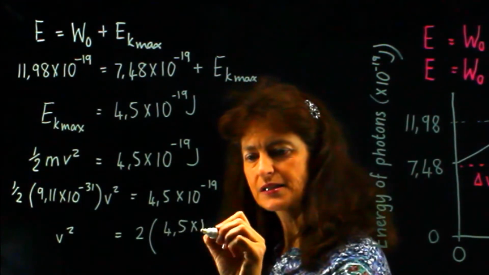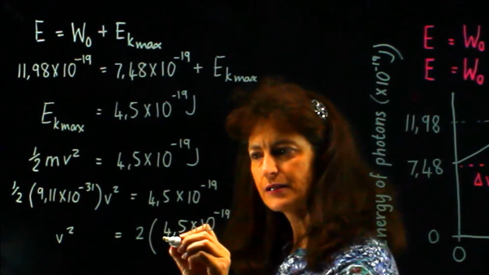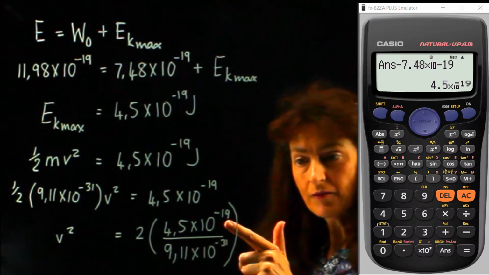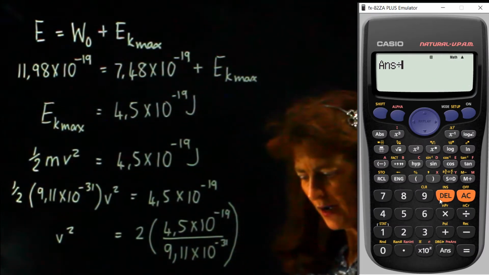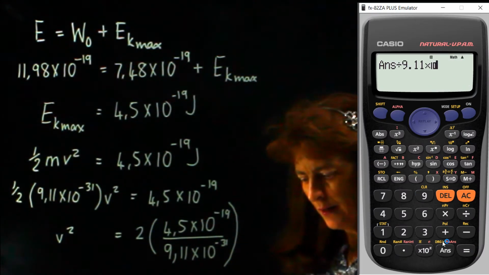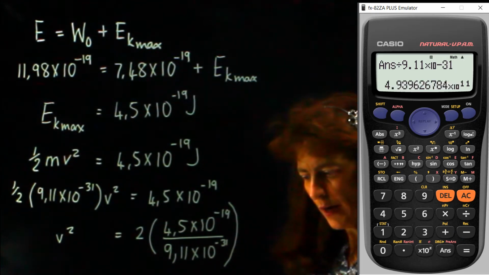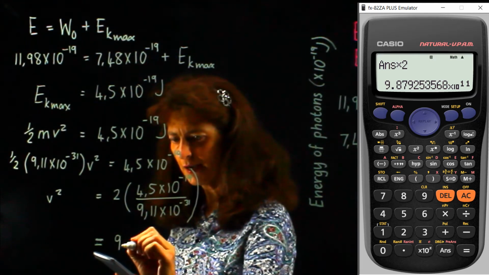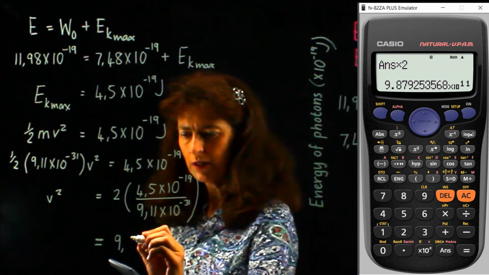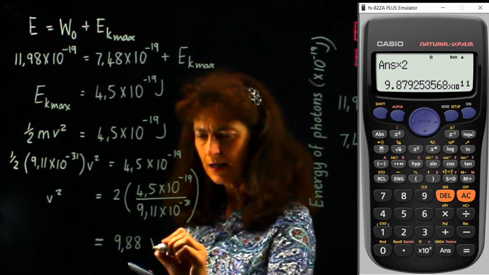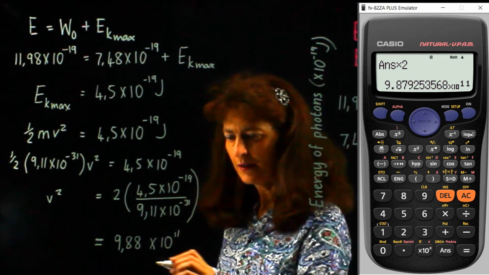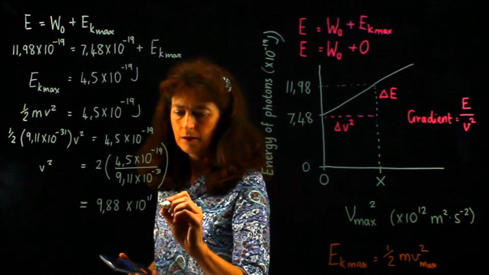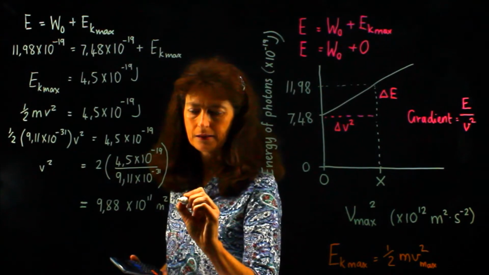So we can just simply go like this: 4,5 times 10 to the power minus 19 divided by the mass of an electron. We have this value already on our calculator. Divide by 9,11 times 10 to the power minus 31, multiplied by 2. And we find that the answer is 9,879. We can round that off to 9,88 times 10 to the power 11. And make sure that you give the correct unit, which is given over here: meter squared per second squared.